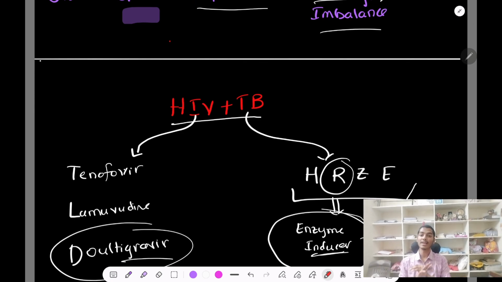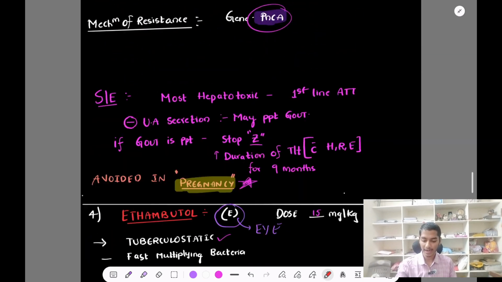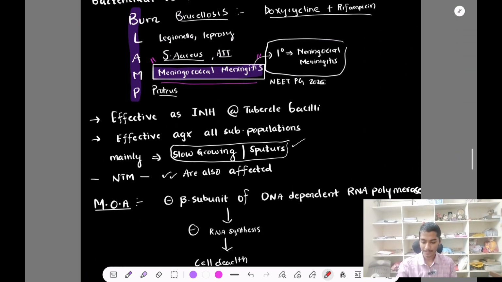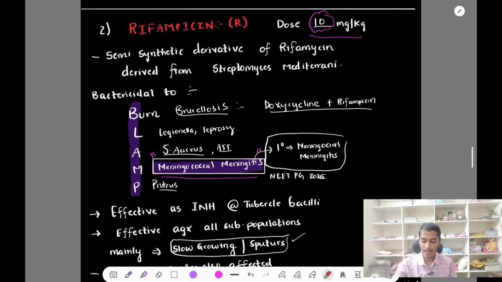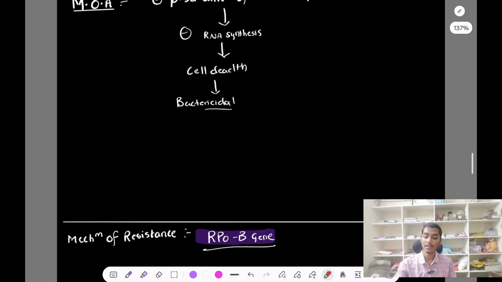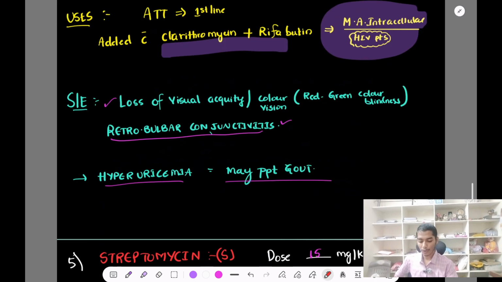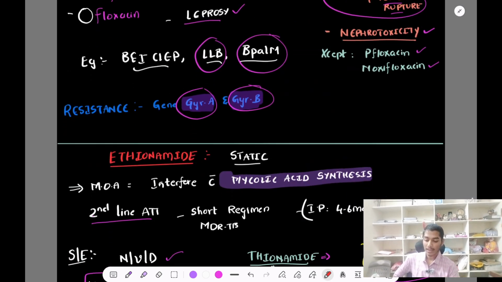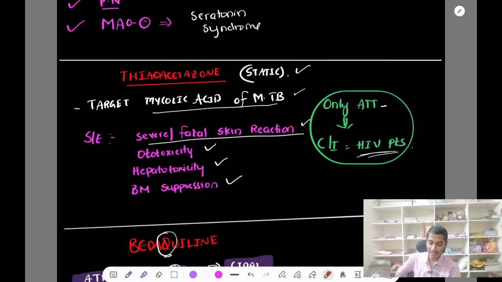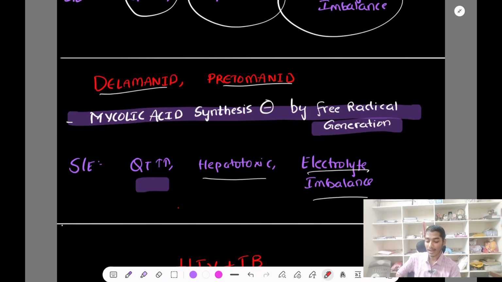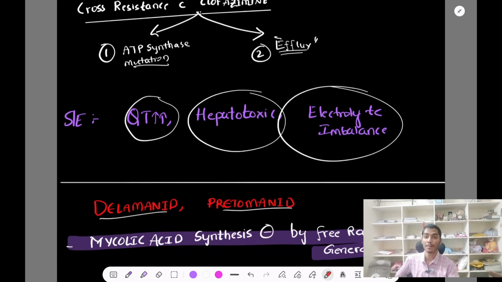So I have completed the entire chemotherapy of tuberculosis. I have discussed the first drug isoniazid, rifampicin, pyrazinamide, ethambutol and streptomycin, then fluoroquinolones, ethionamide, cycloserine, para-aminosalicylic acid, linezolid, thiostazone, bedaquiline, and delamanid and pretomanid. These two are the new group of drugs that have been discovered, that is bedaquiline, pretomanid, and delamanid.